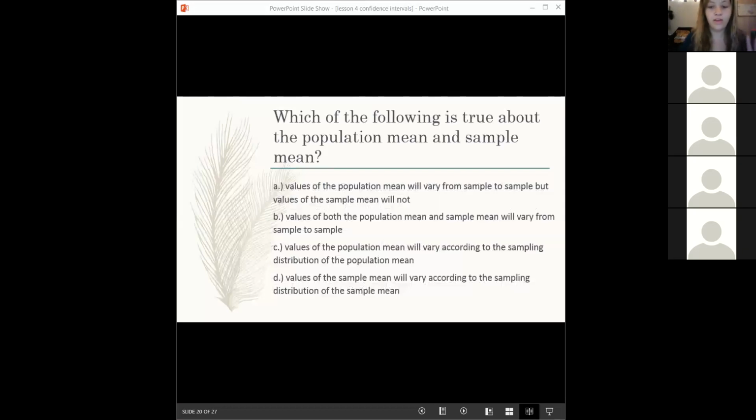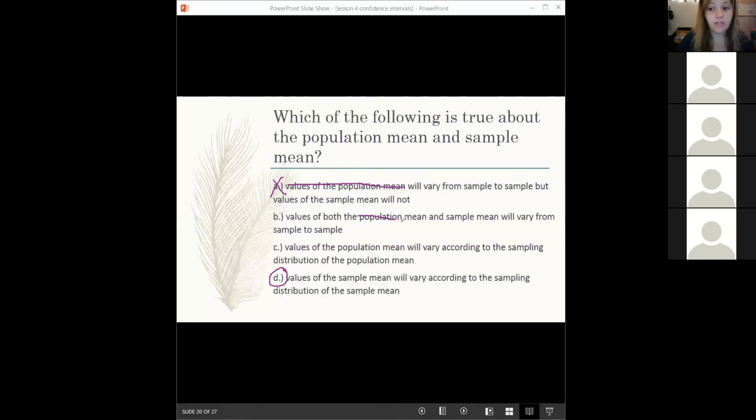Okay, great job. Yeah, absolutely. So let's go through all of these. So our answer is D. So A says values of the population mean will vary. No, so it's already wrong. Population, remember, is fixed, so that doesn't vary. And this says the sample won't, but that's also false. Not true.